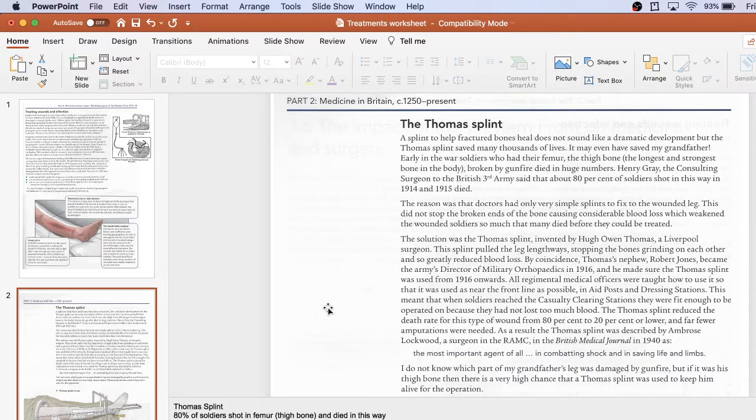But this was so useful that it ended up happening in as close to the front line as possible, in regimental aid posts, in dressing stations, and casualty clearing stations. So this is something that was an incredibly useful development, as you can see by the death rate.